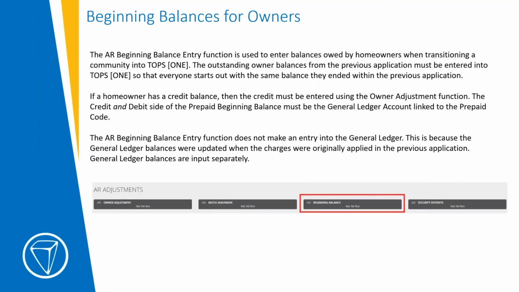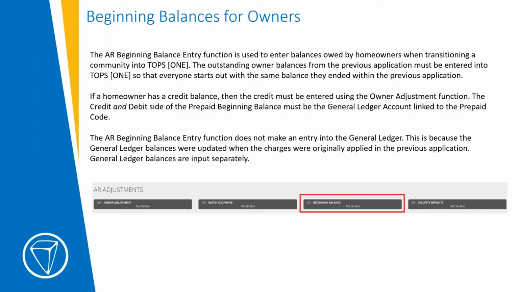Another part to adding a community that needs to be considered is the beginning balances for the owners. Now, when a homeowner is transitioned to TOPS 1, obviously they will have outstanding balances. Some of them will, some of them won't. And they need to be entered into TOPS 1 so that they start at the same balance that they were in the previous application and management company. So you will need to add those in as a beginning balance.